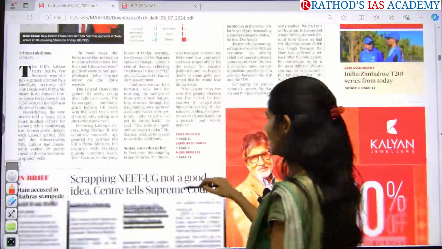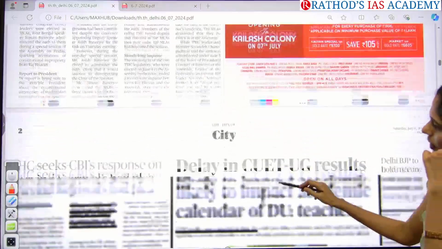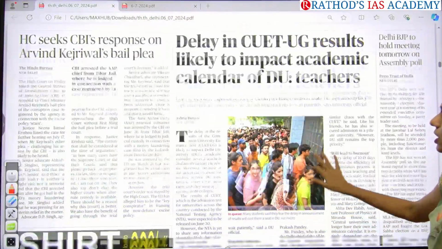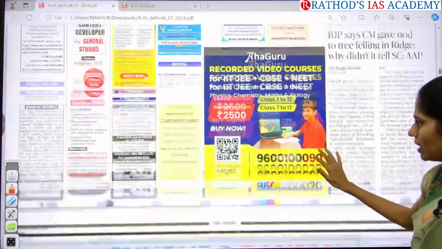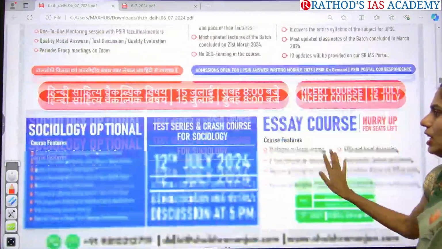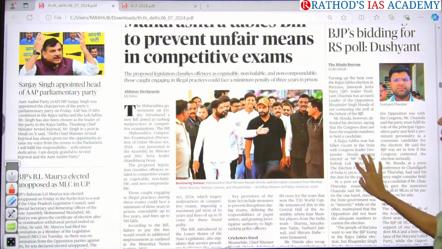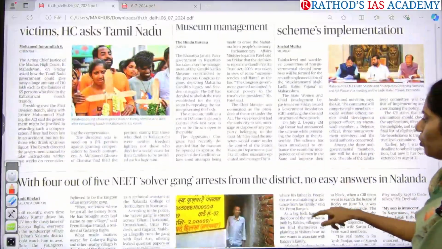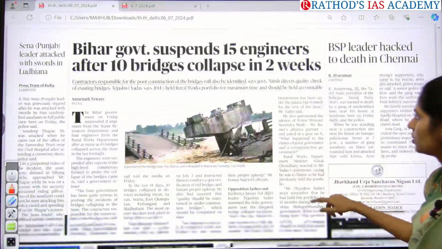So here there is nothing much important in our city page today in the Delhi edition, and even the states page also has nothing much important. Entirely, you can see everything is filled with advertisements. Okay, you can directly move on to your editorial page.